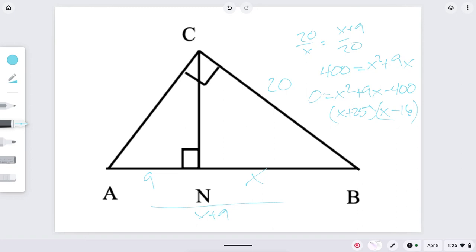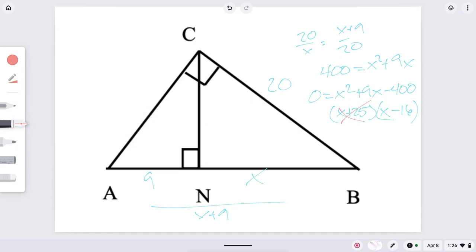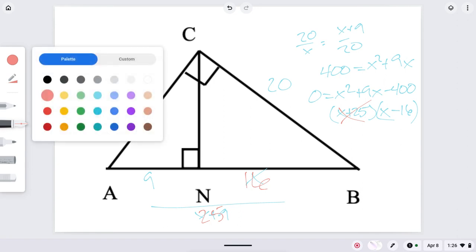But now I just have to think logically. Only one of those answers actually works, right? I can't have a negative 25 as x, but x could be 16, which makes this whole value x plus 9 25. So the 25 does become a parent, but it's not necessarily going to be useful as a value for x. So when it's all said and done, these are my numbers that I get to work with from here on out.